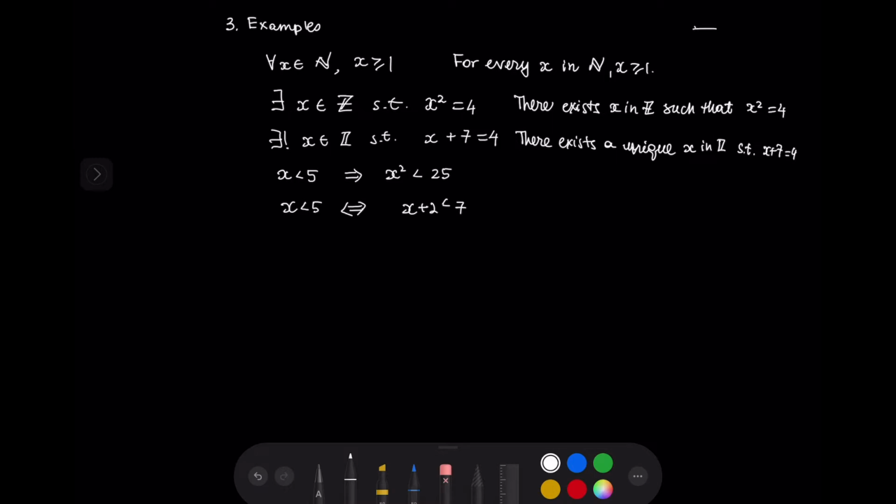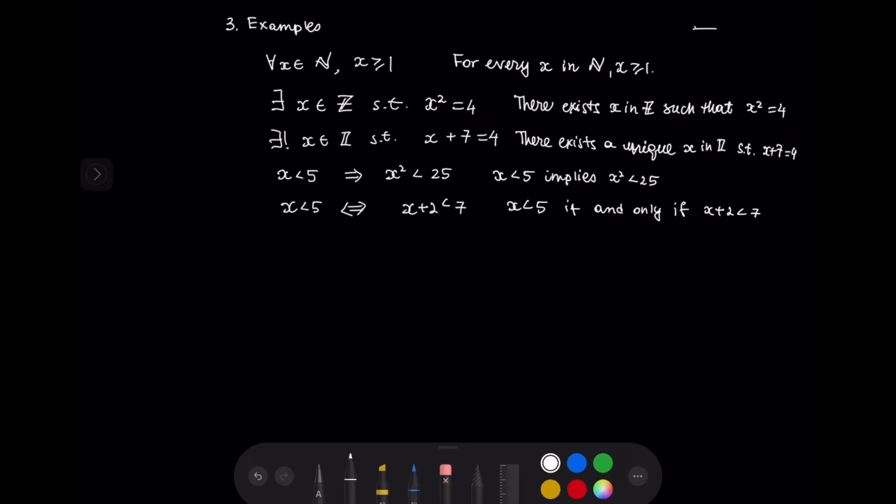So the next one, this statement we can read as x less than 5 implies that x squared is less than 25. We are going to discuss the properties of real numbers that justify this implication. This is definitely true. And then x is less than 5 if and only if x plus 2 is less than 7.